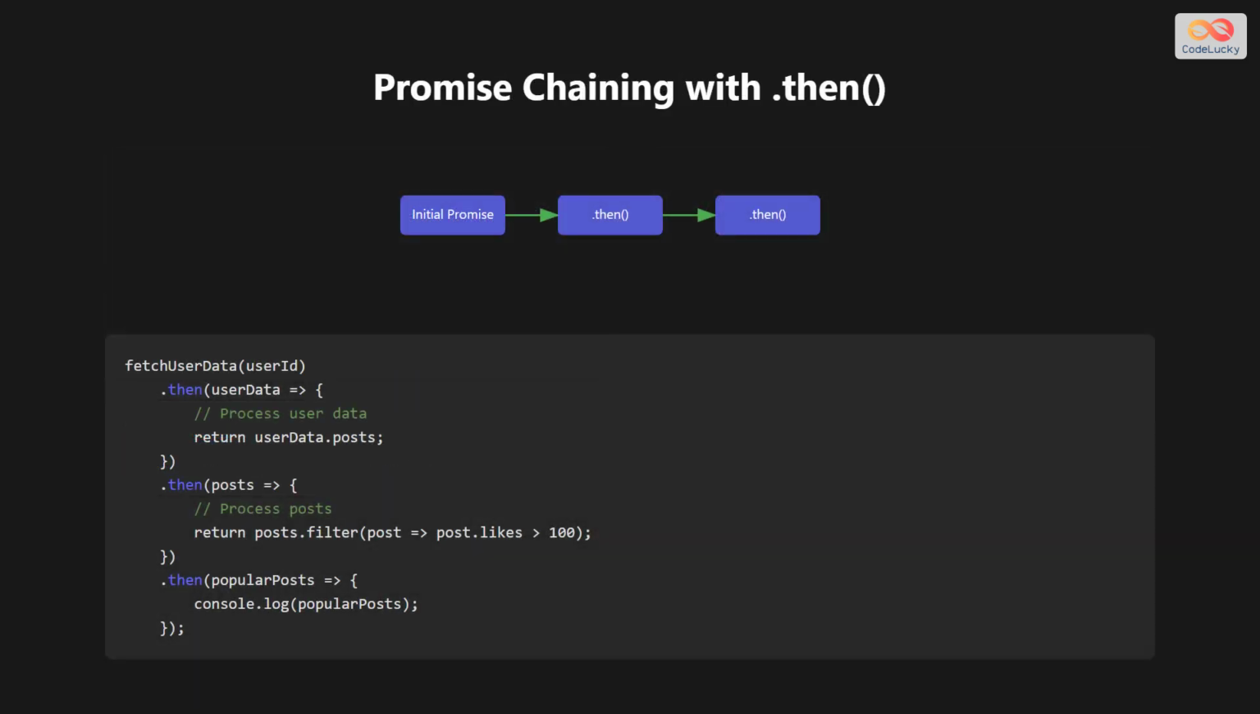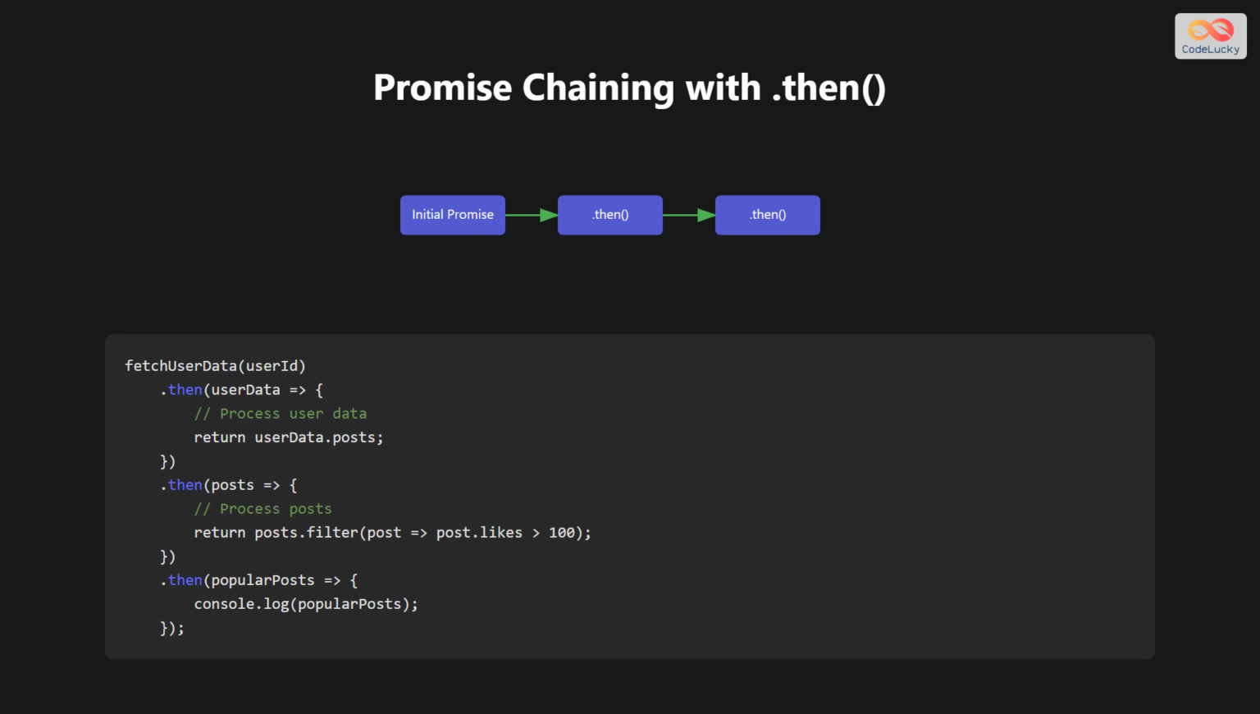Promise chaining allows you to execute a sequence of asynchronous operations one after the other. This is achieved by using the .then method. Each then block processes the result from the previous promise. The result of each then block can also be a promise, which allows for chaining.